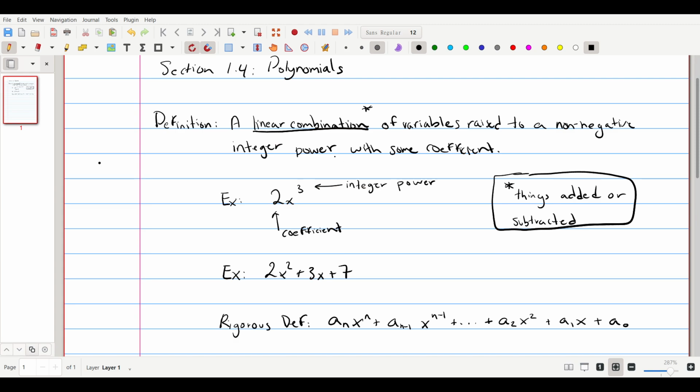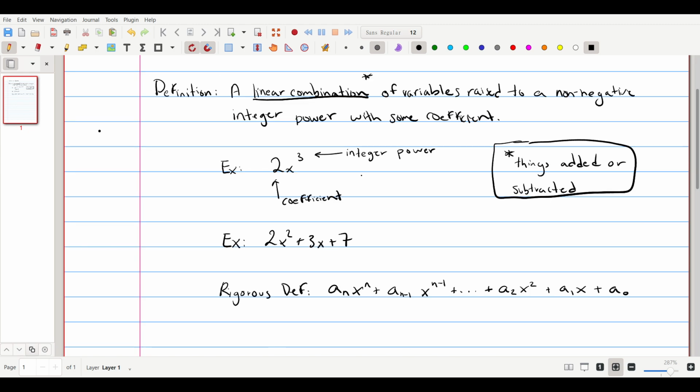So here's an example of a polynomial. It has an integer power, right? 3. It's non-negative, so it can't be negative 3. It has to be positive 3. Basically, a non-negative integer power means just a whole number 0 or greater. 0, 1, 2, 3, 4, 5, okay? With some coefficient, which means it can have a number in front of it, right? In this case, it's 2.